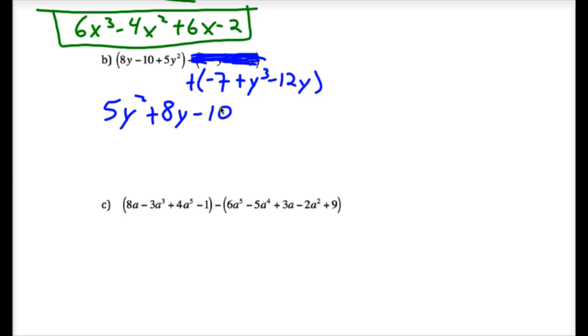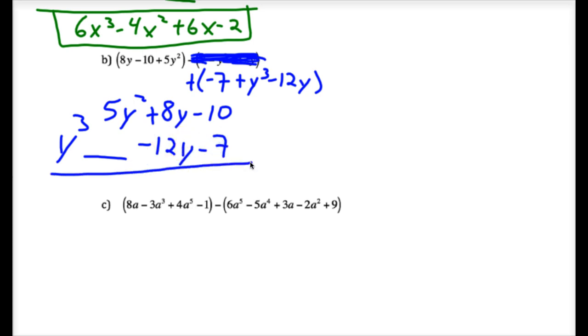Oh, jeez. What about the y cubed? What are we going to do? We need a blank. Yeah, put a blank. You're going to start with your y cubed in the bottom. You're just going to make a new column there. Y cubed, blank, minus 12y minus 7. Because in standard form, guys, the biggest degree goes first. You have to put that y cubed out front.